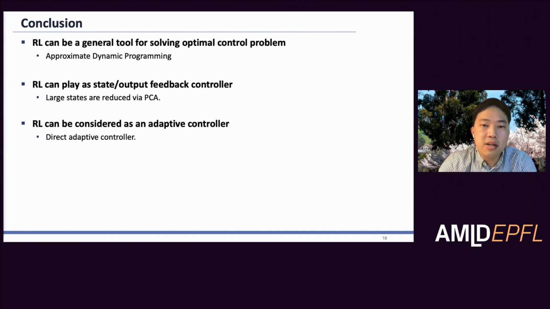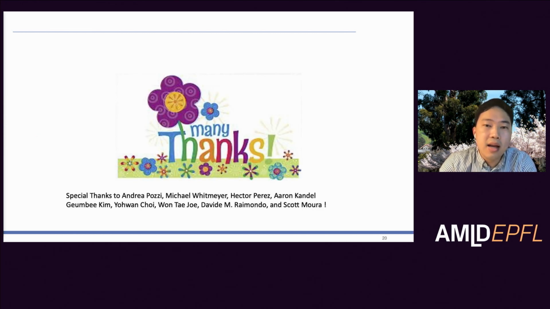So in conclusion, here we use reinforcement learning as a general toolbox for solving optimal control problems, and it can be viewed as a heuristic dynamic programming, also an approximate dynamic programming approach. Interestingly, RL can be played as both a state feedback or output feedback controller for battery fast charging. And lastly, one key aspect of using reinforcement learning is that it plays as a direct adaptive controller. So it tunes its control policy as it violates the constraints. Thank you for listening, and I'm happy to answer your questions.